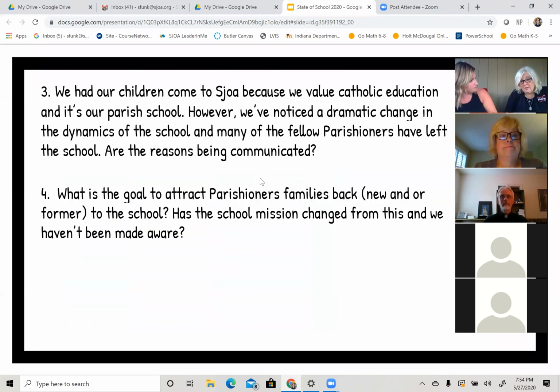We also use the fact that we do have a lot of title money as a draw because they can do a lot of professional development and professionalizing of themselves as an educator.